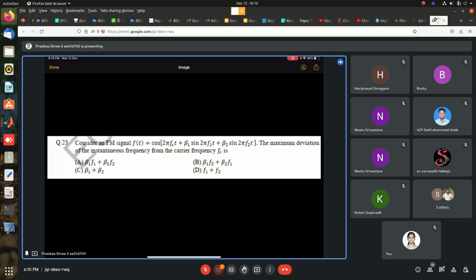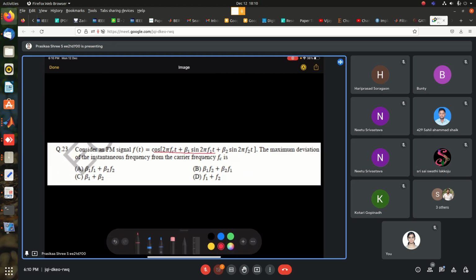Consider an FM signal f of t is equal to cos 2 pi fct plus beta 1 sin 2 pi f1t plus beta 2 sin 2 pi f2t. The maximum deviation of the instantaneous frequency from the carrier frequency fc is. So this is based on a communication subject. Try solving this.